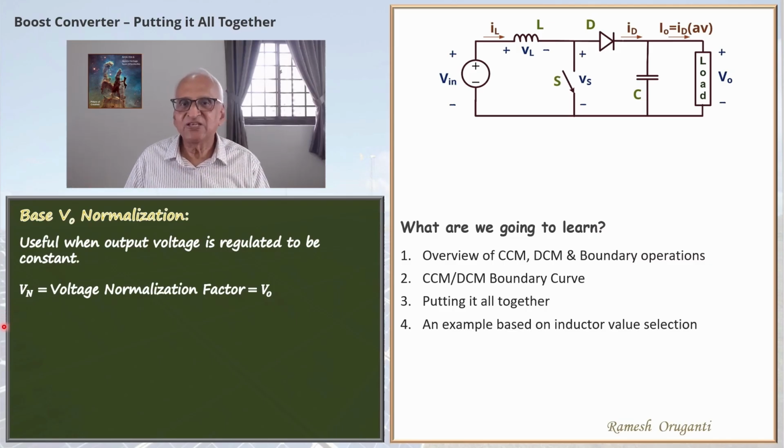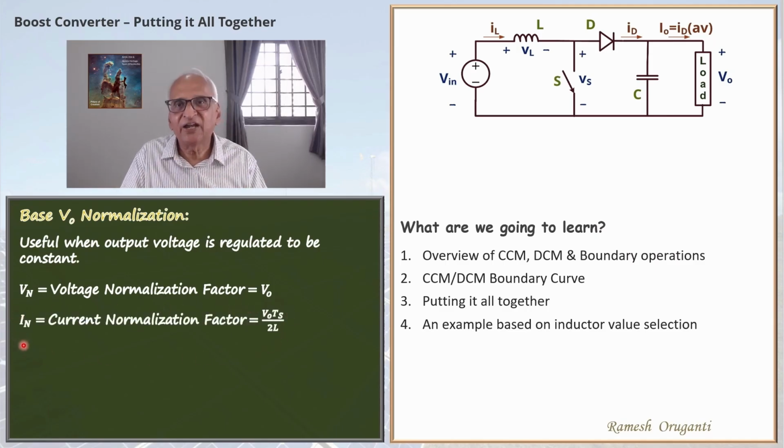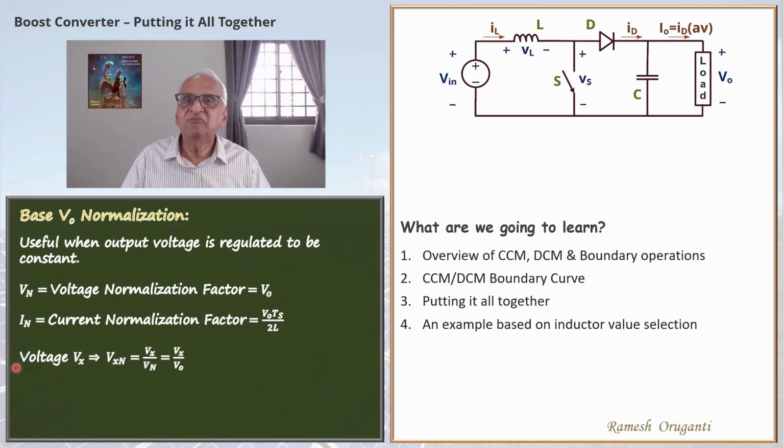In, the current normalization factor, is V0 Ts by 2L. That's a factor that appears in the current equations, and we can get rid of that by choosing that as the current normalization factor. All voltages in the circuit can be divided by Vn, that is V0. All currents in the circuit can be divided by In, that is V0 Ts by 2L. So if you have a voltage Vx, then Vxn is Vx by Vn, that is Vx by V0.